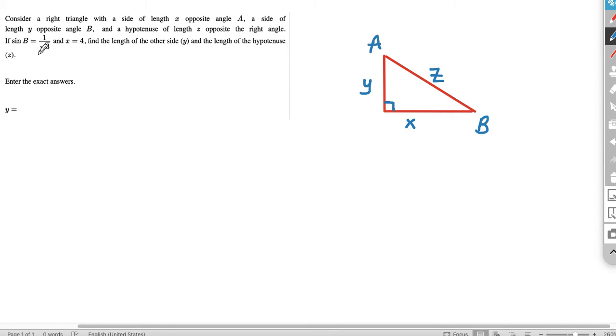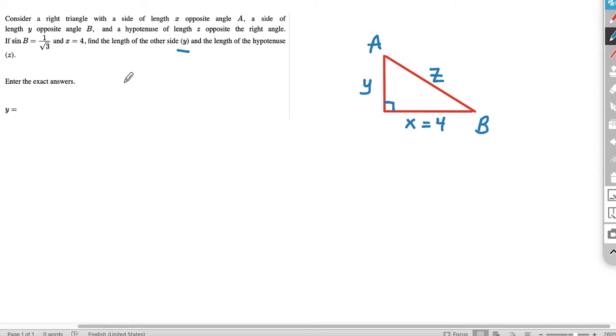And then it also tells us that x equals 4, so that's nice, we have that side, and that sine of B equals 1 divided by the square root of 3. And it's asking to find the length of side y and the length of the hypotenuse z and enter the exact answers. So we're going to be having square roots if there are any.